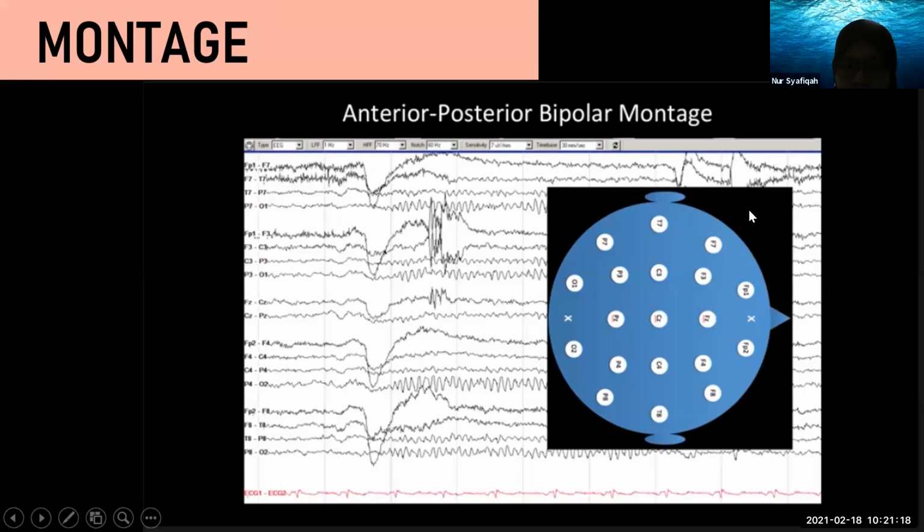And then the next group of waves is referred to the left parasagittal chain. And then the next group of waves is referred to the midline. And then the next is referred to the right parasagittal chain, and the last one refers to the right temporal chain. So basically, this montage is known as the anterior-posterior bipolar montage, and it is the most common and also the standard montage used in EEG.